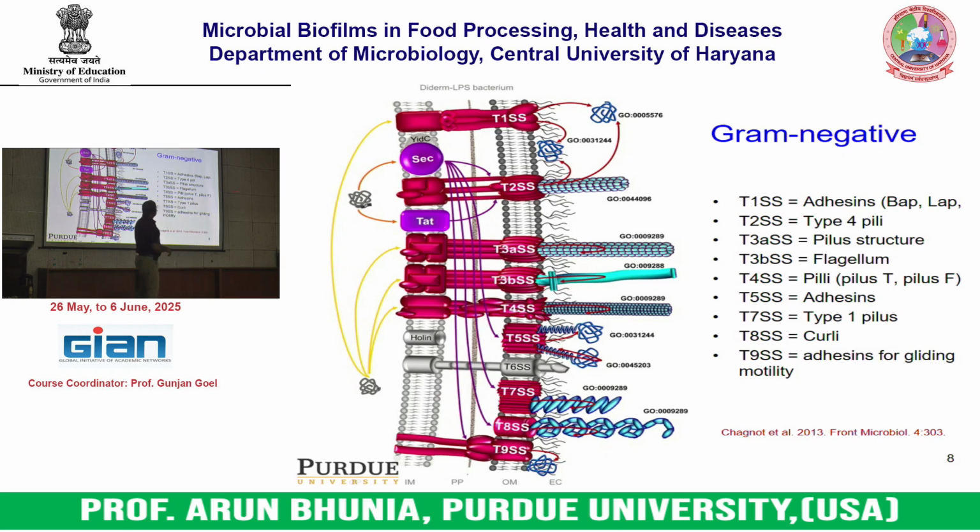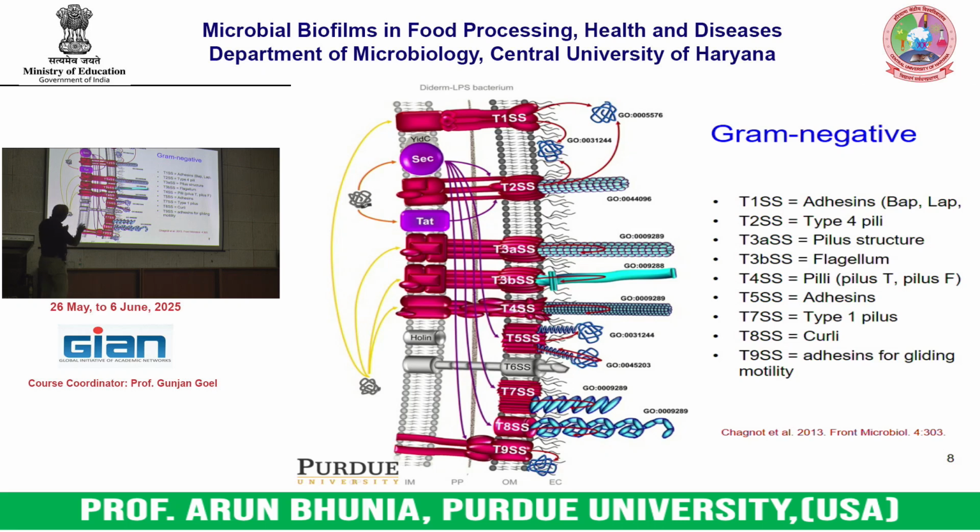Here I want to show you type 1 through type 9. This is type 1. It's called an ABC transporter, and it's like a channel. Proteins are made, go through this and get out, and then are displayed on the surface. Then type 2, which is called the Sec system, the type 2 secretion system, then type 3 and type 3b, type 4 and type 5, type 6, type 7, type 8.